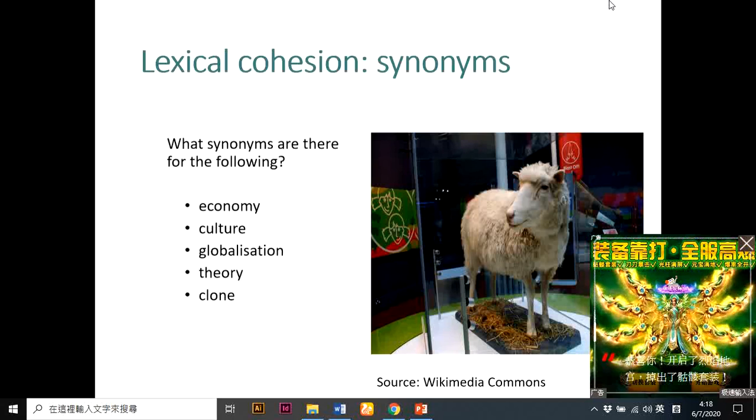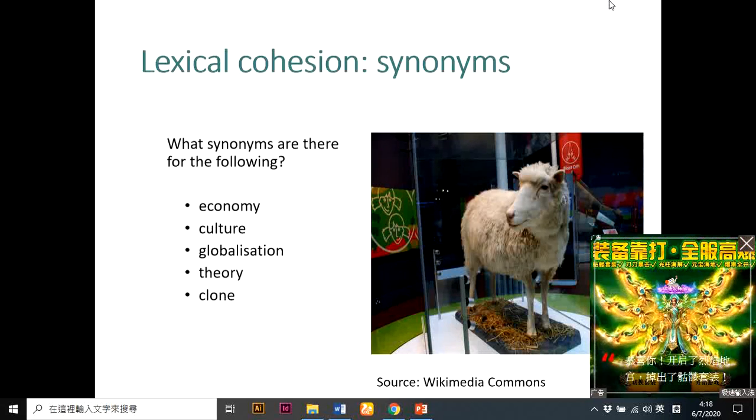Let me make some suggestions. Is globalization the same as internationalization? Is a theory the same as a hypothesis? Dolly the sheep was a clone, but was she a copy? Was she a twin?